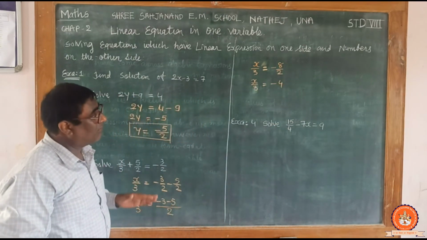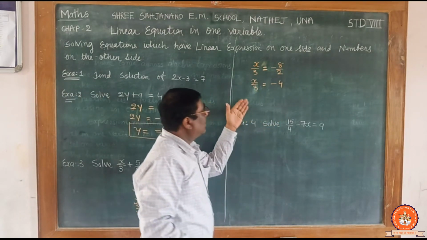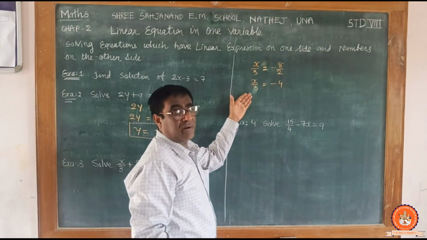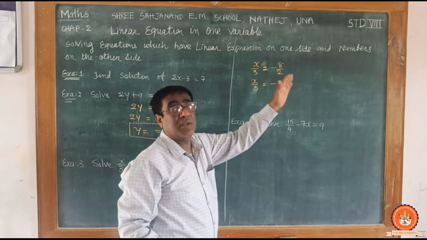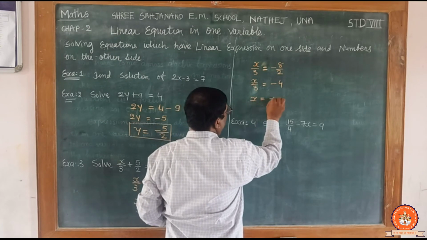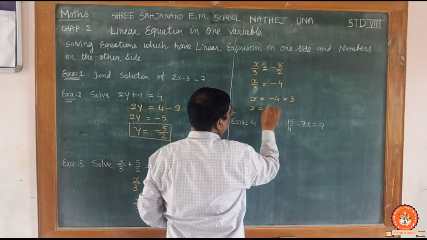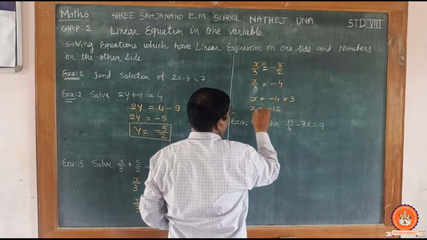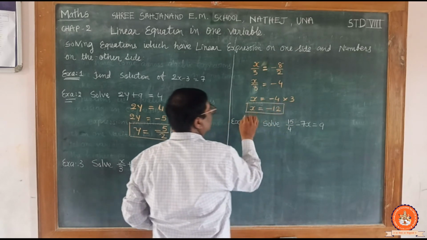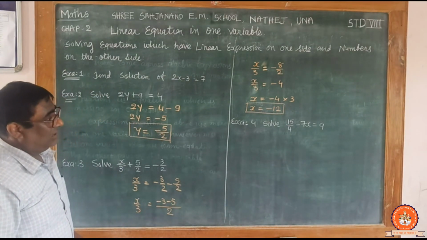Now we want to move 3 to the right hand side. So 3 is a denominator here, it will become a multiplier. So x is equal to minus 4 into 3. X will be minus 12. So this is the solution of this equation.